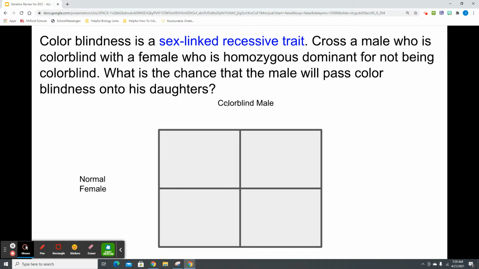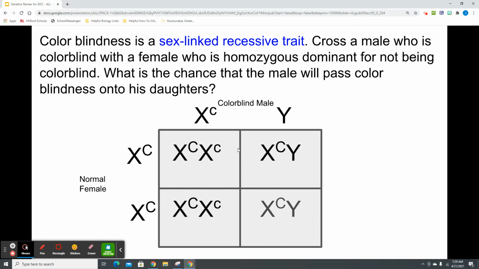So here is an example. We have a color blindness cross with a male who is colorblind. So he is X little c, Y, and then a female who is homozygous dominant. She is X big C, X big C. And the question is, what is the chance that the male will pass color blindness on to his daughters? Well, he can't pass it on to his sons. So let's check out what the resulting Punnett square looks like.